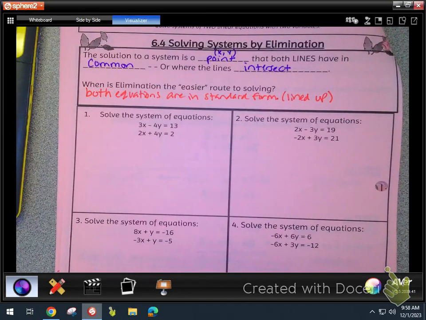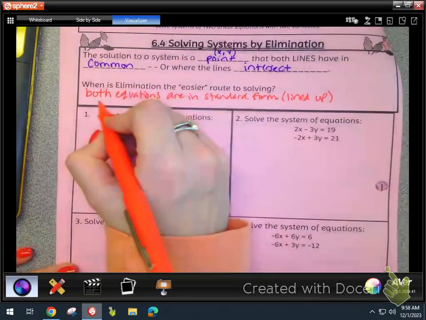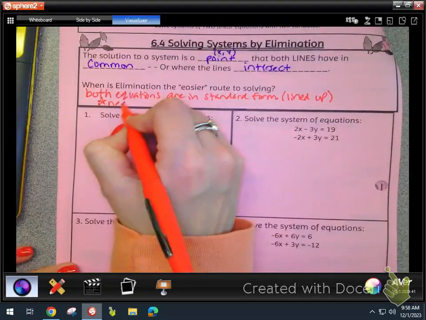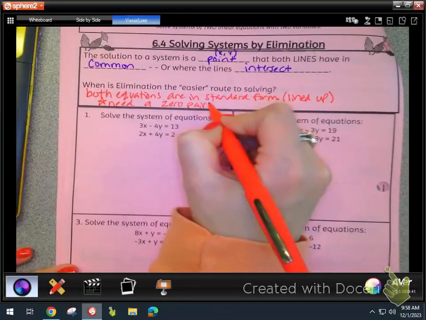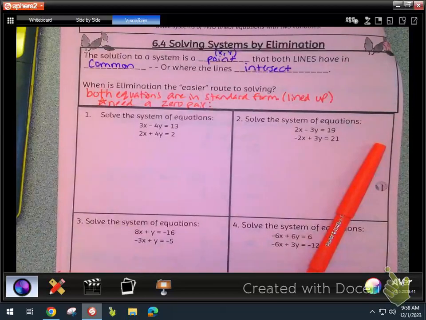So what we end up doing is we have to check our equations and look for what I call a zero pair. Write that down. We're going to define that in just a second. This is star-worthy because it's important. You need a zero pair. That's the first thing: we're going to look for, do we have a zero pair? If not, we need to make one.